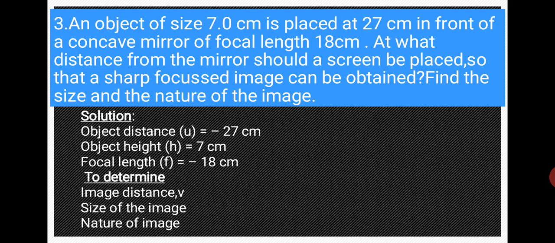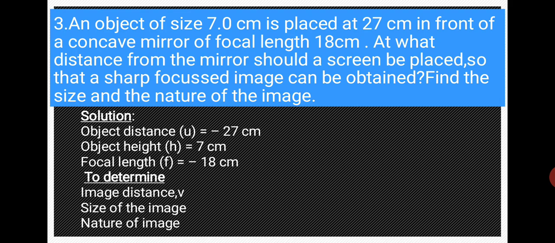So here the mirror is concave. The object distance is 27 centimeter, so we represent it as minus 27 centimeter. And the object height is given as 7 centimeter. And the focal length of a concave mirror should be taken as minus 18 centimeter. So here is the difference.